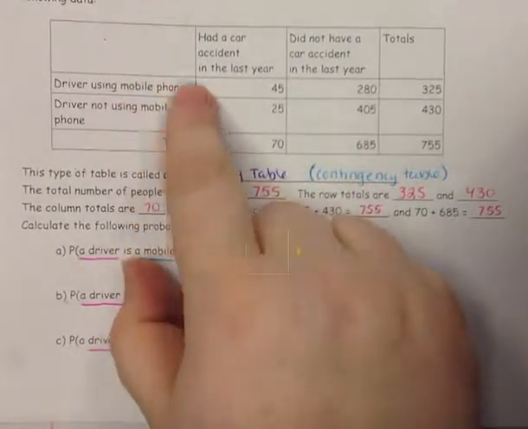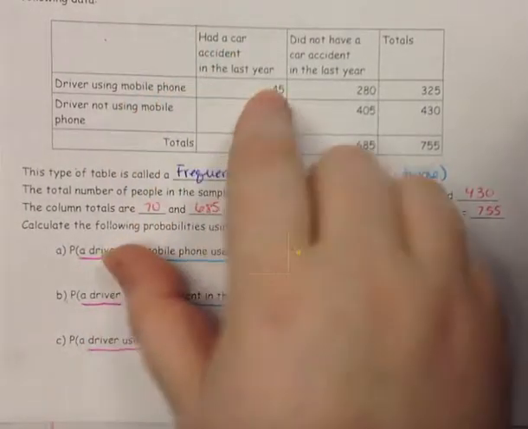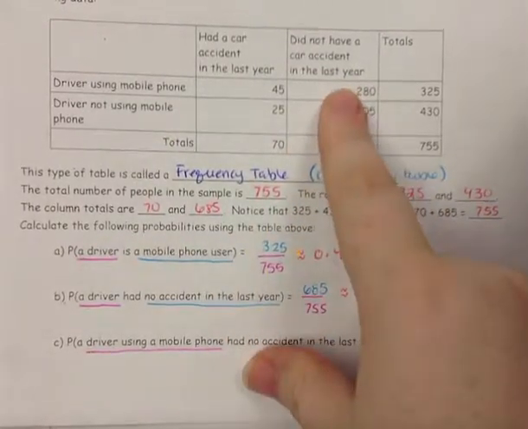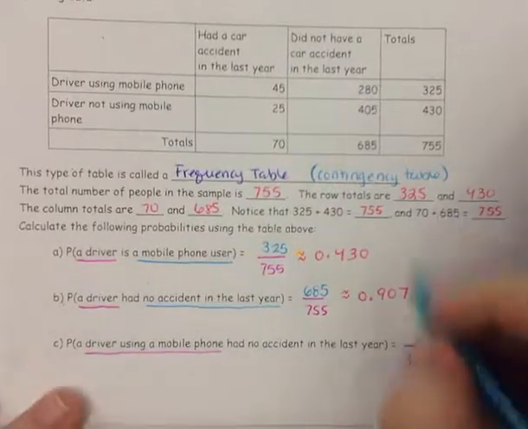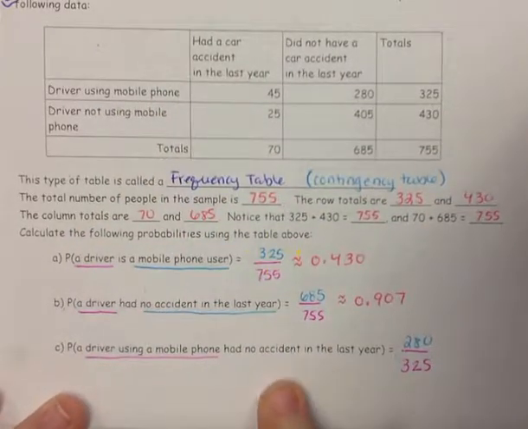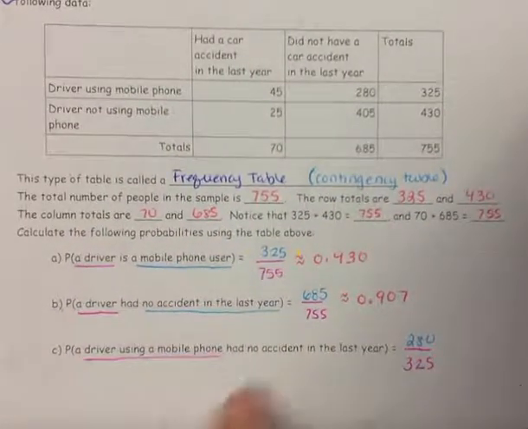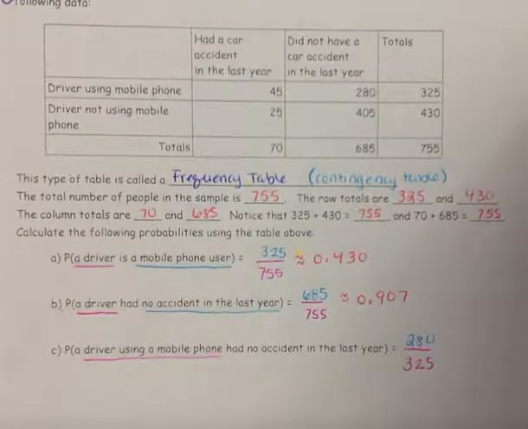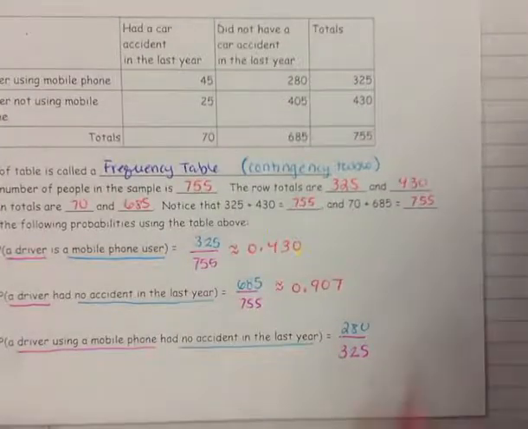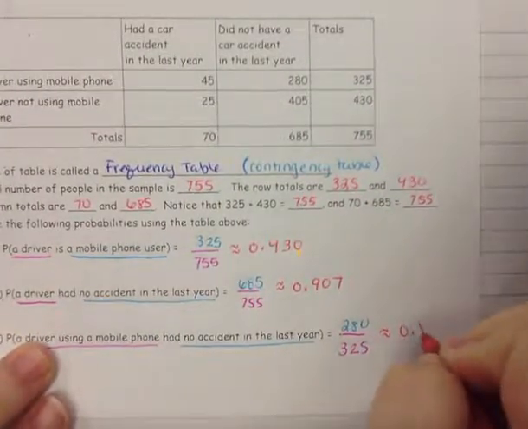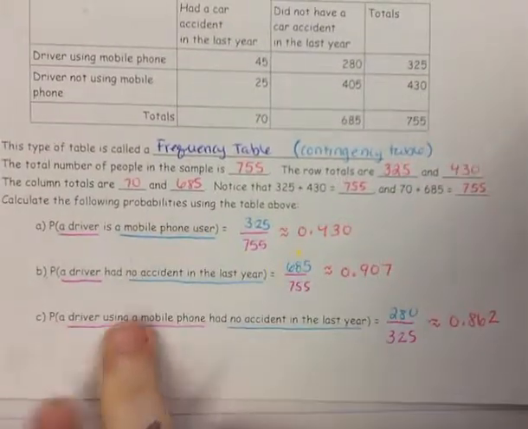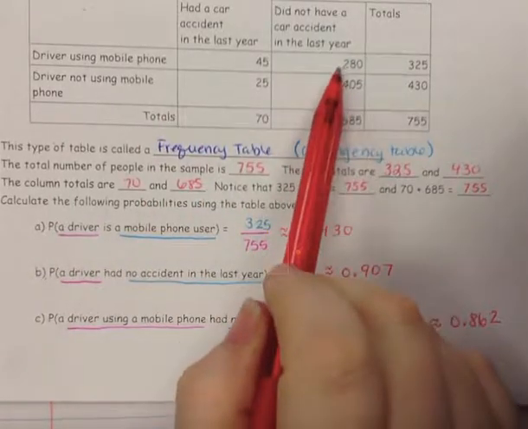So from this row, the drivers using a mobile phone had an accident or did not have an accident. We want the people who did not have an accident. There are 280 people who did not have an accident but were mobile phone users. So we have to be very specific on this. This is conditional. Very specific. If we round this out, it gives us approximately 0.862. And that's the probability that a driver using a mobile phone did not have an accident.